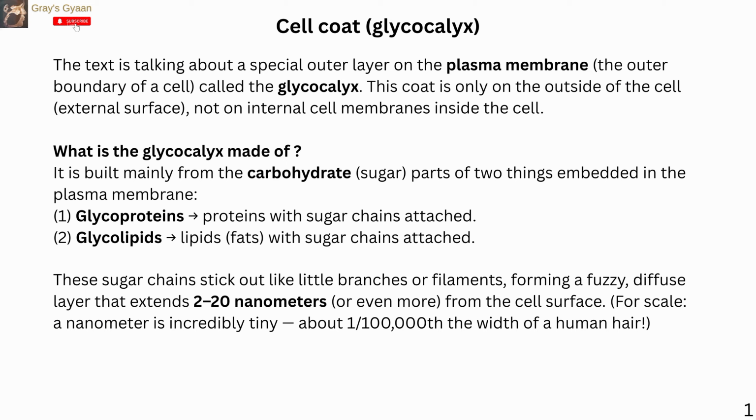Hello students. Today we are going to talk about a special outer layer on the plasma membrane called the glycocalyx. This coat is only on the outside of the cell, not on internal cell membranes inside the cell.